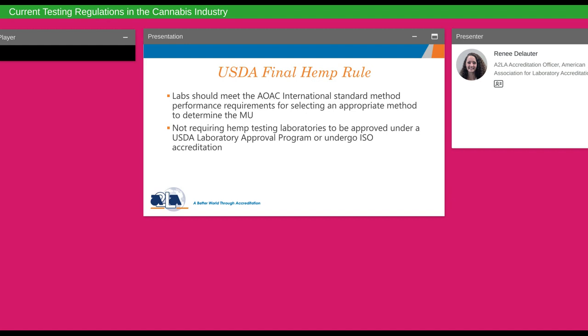USDA is not adopting requirements that hemp testing laboratories must be approved under a USDA laboratory approval program or undergo ISO accreditation. State plans are free to include additional requirements for hemp testing laboratories, including ISO accreditation or other certifications. This decision was largely based on cost.